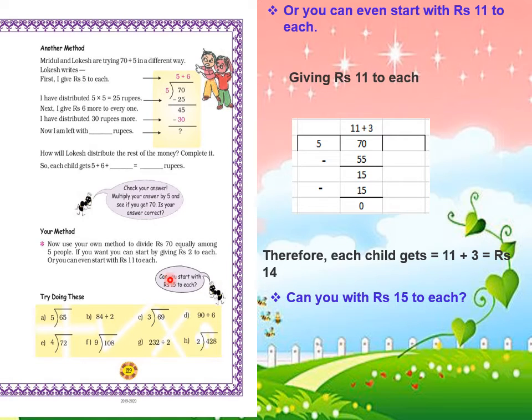So now can we start with rupees 15 to each? So we can start with 15. We will give first 15 rupees to each child. We cannot start the distribution with rupees 15 because 15 fives are 75, which is more than 70. So we are not able to distribute.